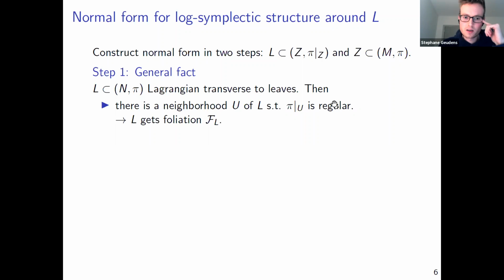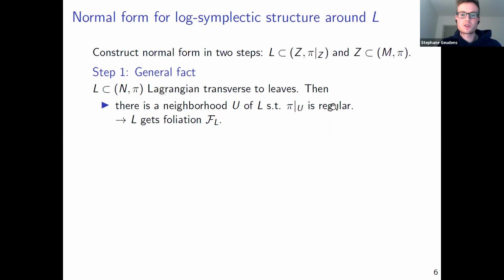Then, the requirement that L is Lagrangian and transverse to the leaves fixes the dimension of the leaves that L can meet, just by the usual formula in linear algebra that relates the dimension of a sum and intersection of subspaces. So a Lagrangian transverse to the leaves can only meet leaves of a certain dimension. And as a consequence, the Poisson tensor is actually regular on a neighborhood of the Lagrangian.